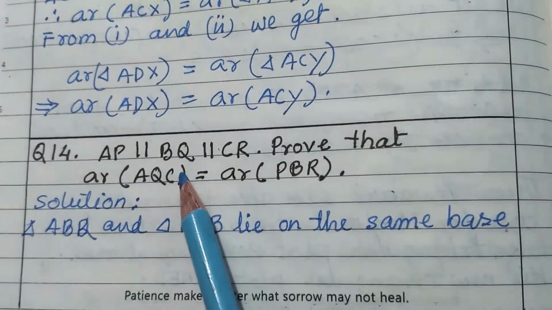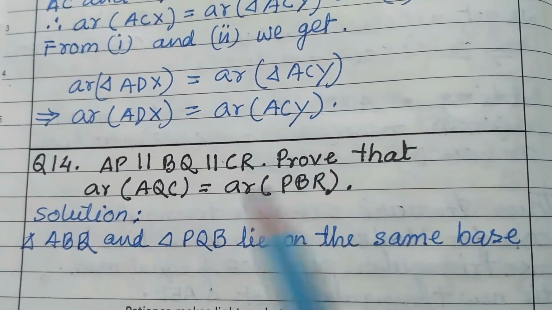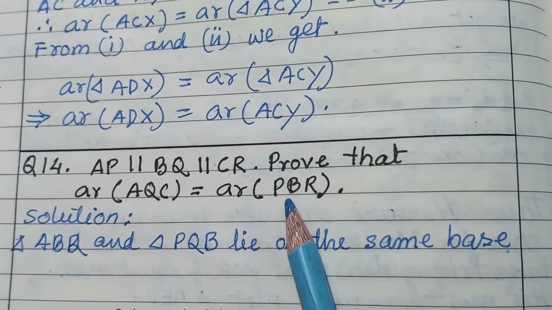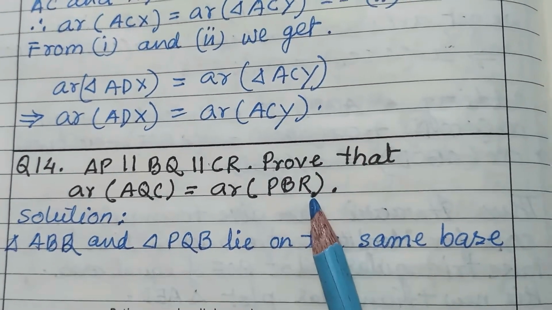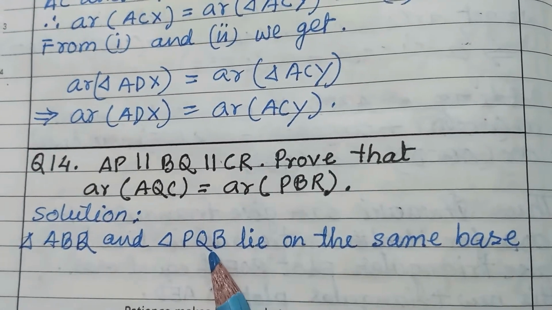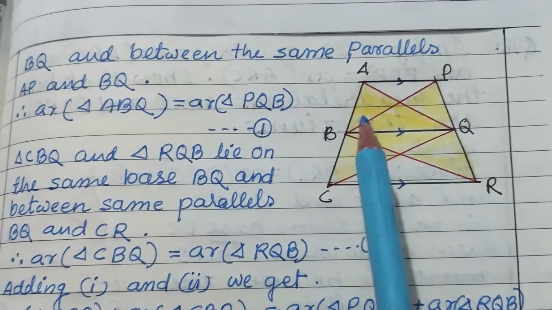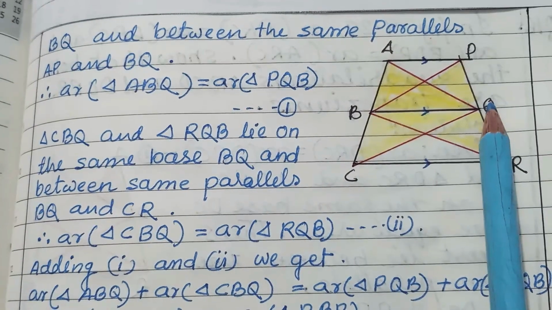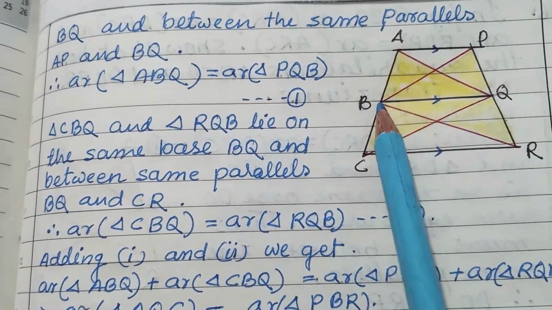AP is parallel to BQ, which is parallel to CR. Prove that area of triangle AQC is equal to area of triangle PBR. Triangles ABQ and PQB lie on the same base BQ. It is ABQ and PQB.